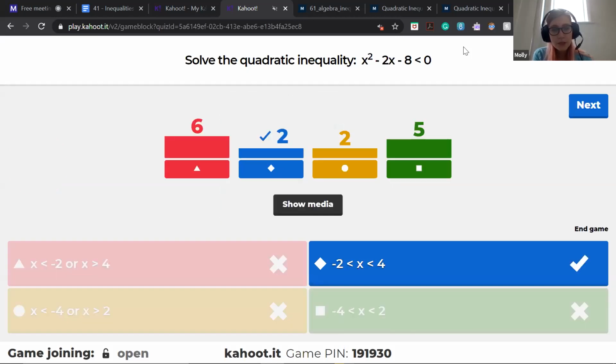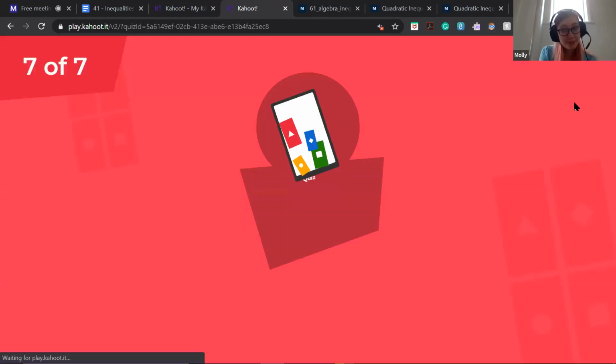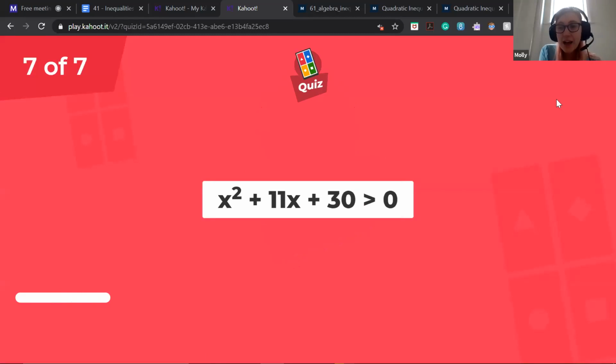Okay, I'm going to stop the timer. Oh, no, I won't. It will stop for me. Okay, yeah, very difficult one. I think that's just some guesses there. So the next one will also be guessed. x squared plus 11x plus 30 is greater than 0.